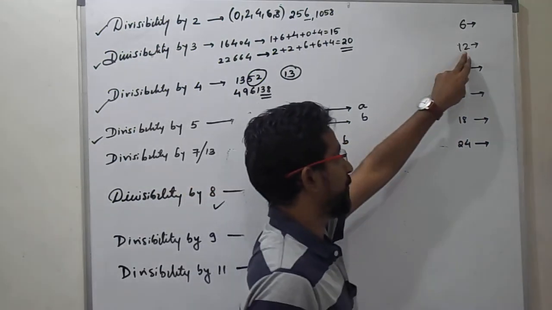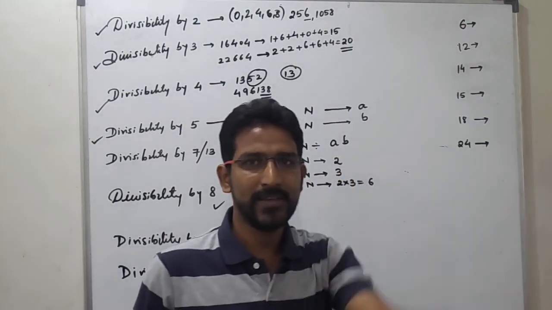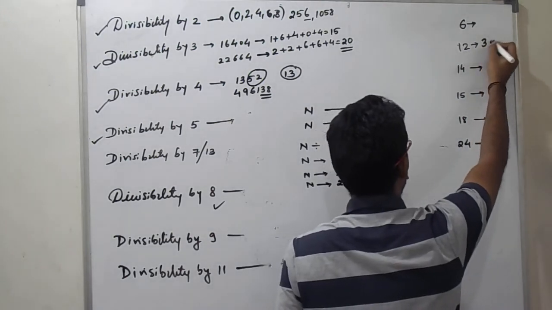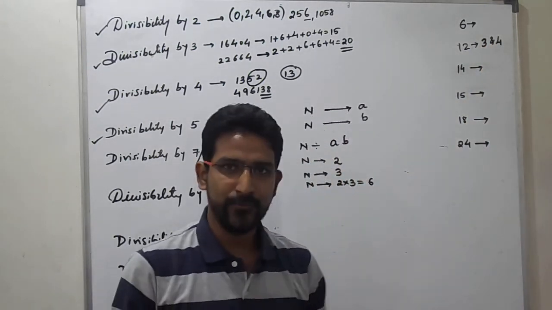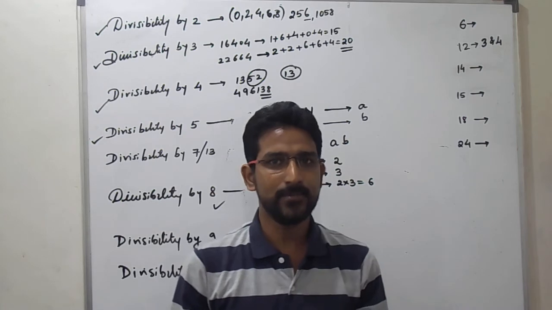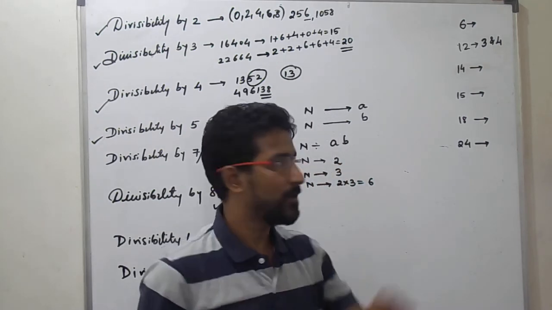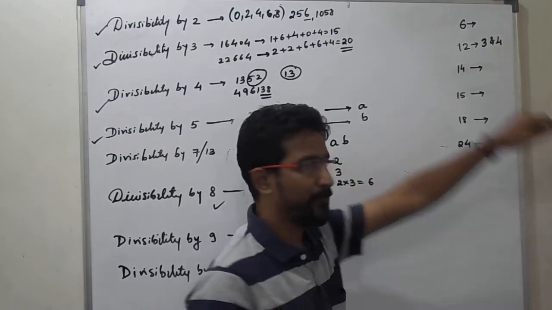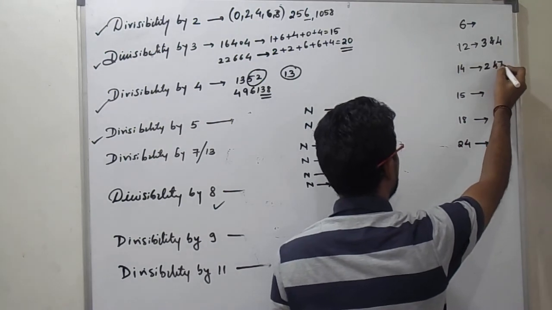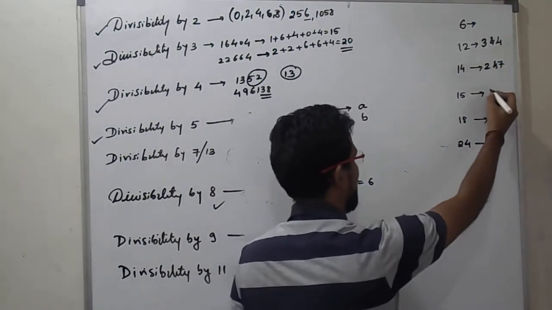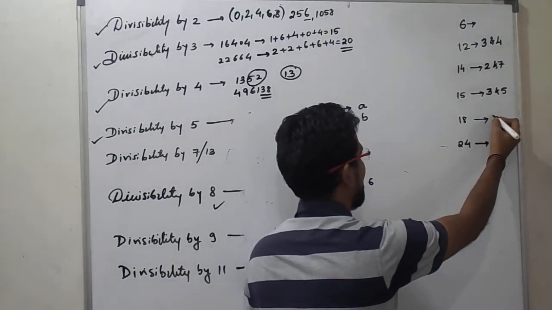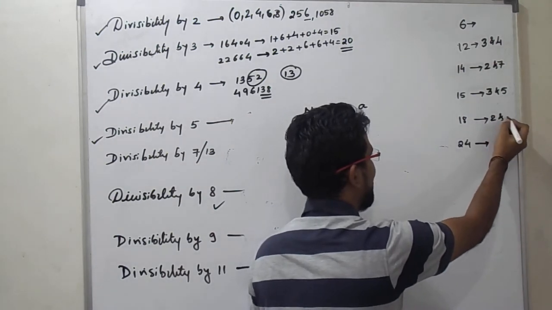So how do you find out for 12? If you want to find out whether the given number is divisible by 12, that number should be divisible by 3 and 4 both. 3 and 4 are co-prime numbers. So if that number is divisible by 3 and also divisible by 4, then that number will be divisible by 12 as well. For 14, that number should be divisible by 2 as well as 7. For 15, the number should be divisible by 3 as well as 5. For 18, the number should be divisible by 2 and 9.